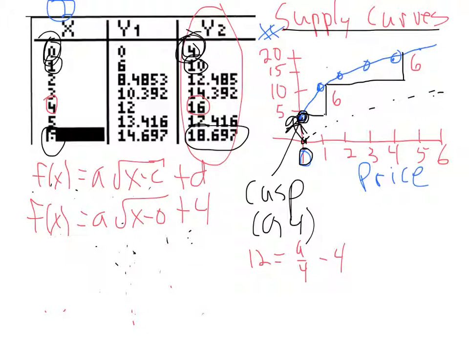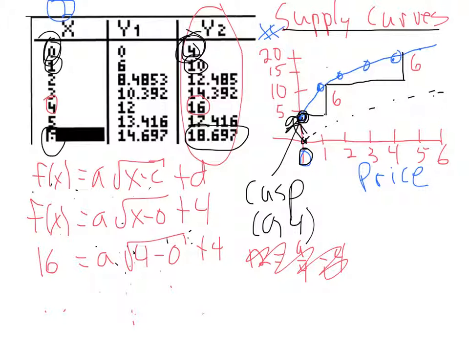It's shifted, the cusp is shifted up by 4. So now I substitute my values in, and I'm going to pick that ordered pair of 4, 16. So 16 equals a square root of 4 minus 0 plus 4. If we look at this, it's going to be 12 equals 2a, and a is worth 6, which is exactly what we came up with if we did the graphical analysis in terms of the patterns.